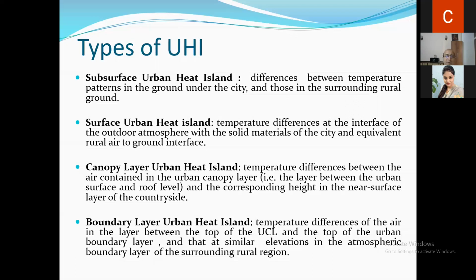And then we have what is called a boundary layer urban heat island, which refers to the temperature differences of the air in the layer between the top of the urban canopy layer and the top of the urban boundary layer. You can think of the boundary layer as a lower layer of the atmosphere in which there is lots of mixing taking place because of the roughness present at the Earth's surface. And at similar elevations, in the atmospheric boundary layer over the surrounding rural regions, what are the temperatures?